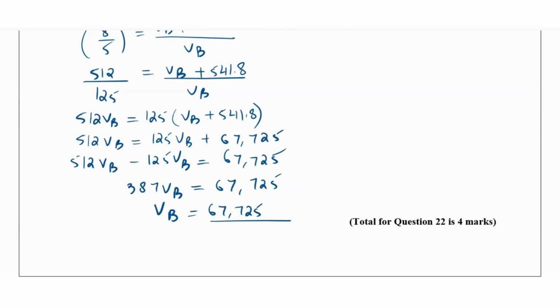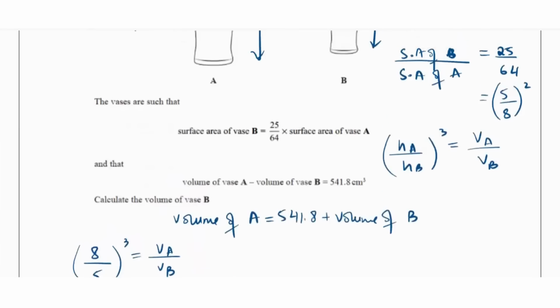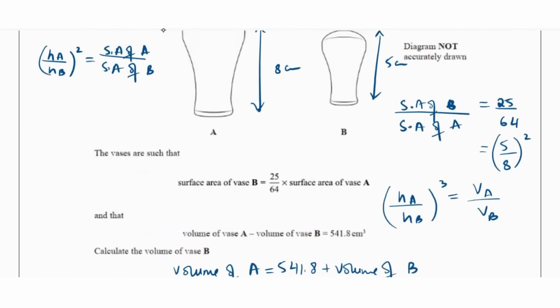So for volume of B, we divide this by 387. And what we get is 67,725 divided by 387. That's 175 centimeter cube. That is the volume of vase B. So for this, you need to remember that for the surface area or area, you square the ratio of your lengths. And for the volume, you cube your ratio of the lengths and put it equal to the ratio of the corresponding volume.